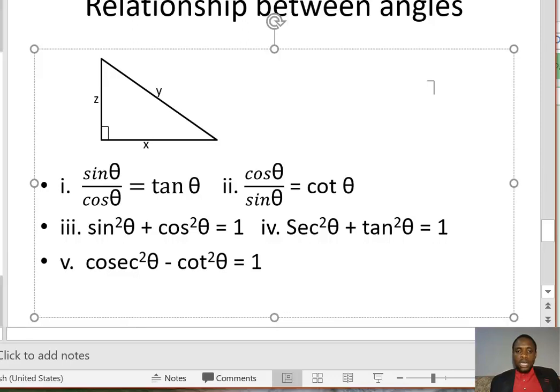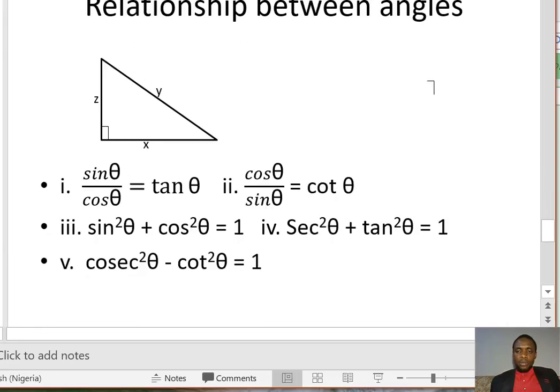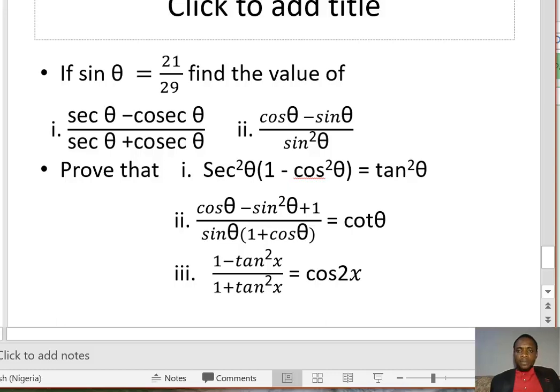Another thing we are going to look at is a little problem that we can come across in our exam, the way questions come out in most cases. Let's look at this particular question. If sin theta equals 21 over 29, find the value of sec theta minus cosec theta all over sec theta plus cosec theta, all times cos theta minus sin theta all over sin square theta. Let's quickly look at how we can solve this problem.